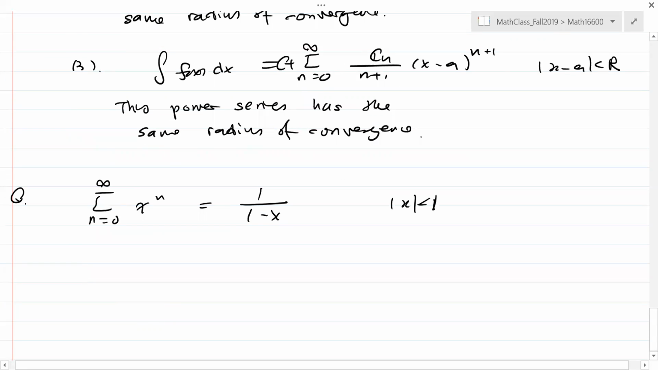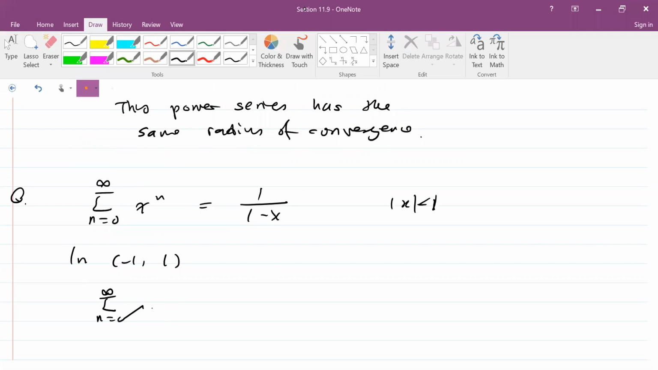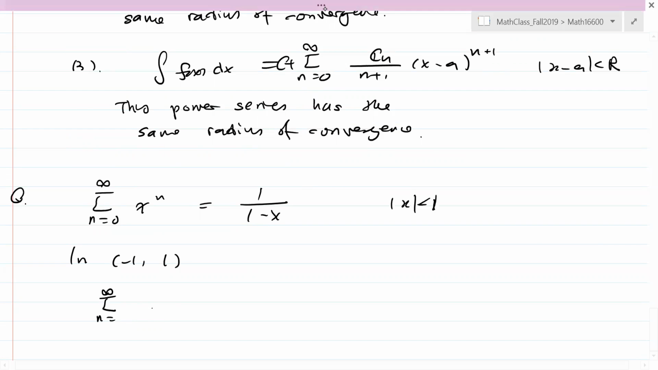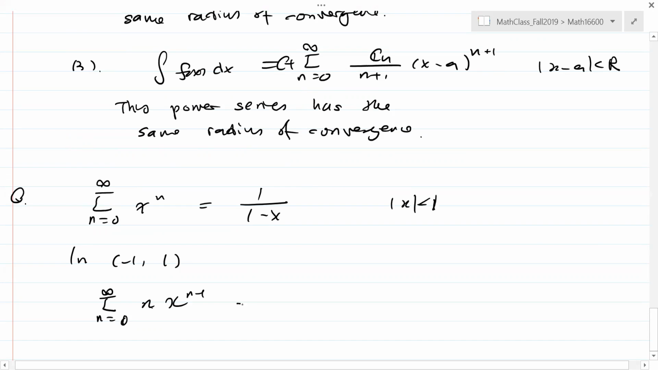And so now we can differentiate, right? In the interval, we can differentiate both sides because they're equal. We can integrate. We're not going to change the radius of convergence on the left-hand side. When you differentiate, you get n x to the n minus 1. And the derivative on the left-hand side is 1 minus x to the negative, and when you differentiate you get a negative sign, so actually it's 1 over (1 minus x) squared. The negative sign is gone.